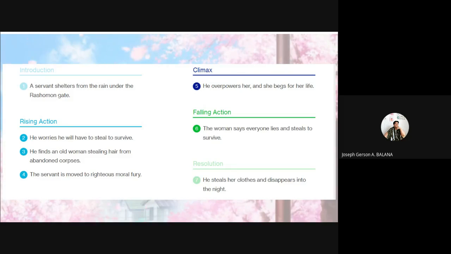Okay, so let's hear your answers. Please raise your hand and read the answer to the question. Okay, sige. Let's have some more time.